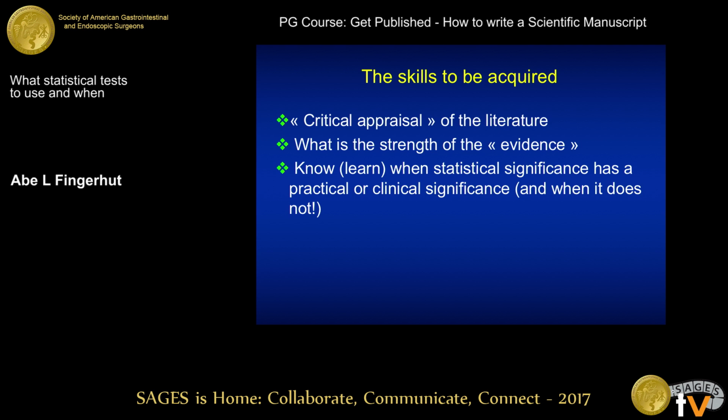Understanding of statistics is important for critical appraisal. You cannot read the literature and get the information that you need without a basic understanding of what the statistics are in that paper to understand whether or not you can believe what you're reading. You want to know the strength of the evidence. That's what statistics is about. And you want to be able to distinguish between statistical significance and clinical significance.